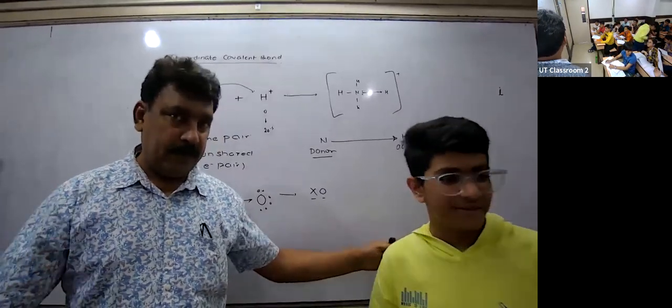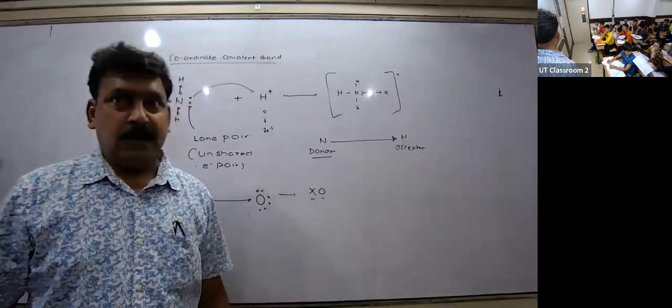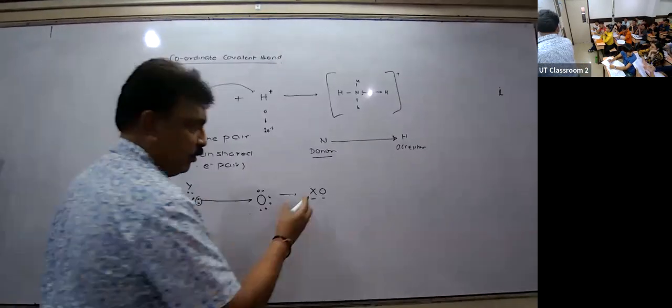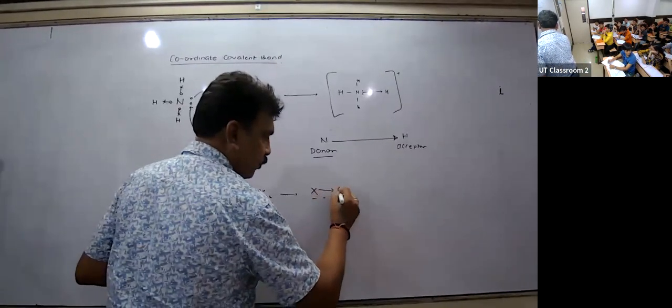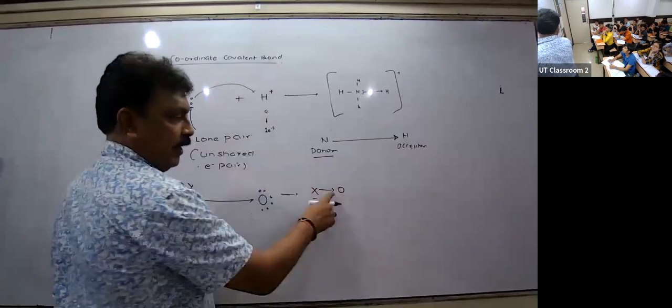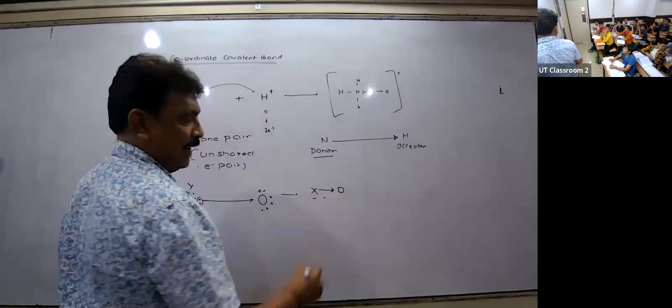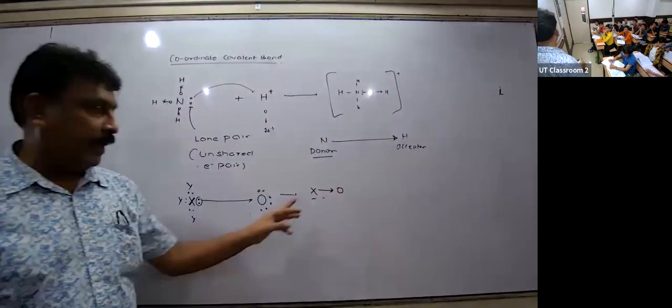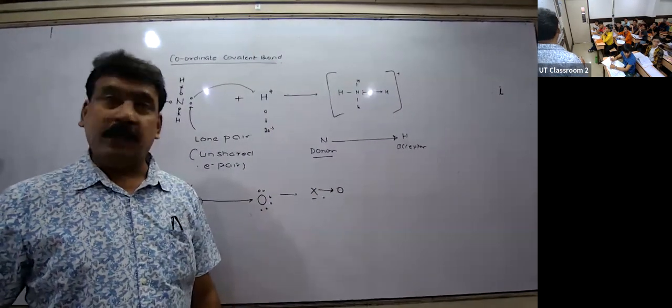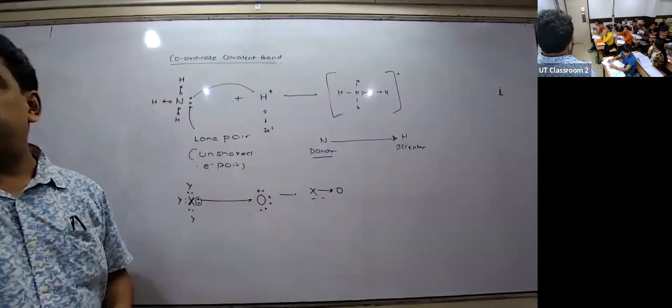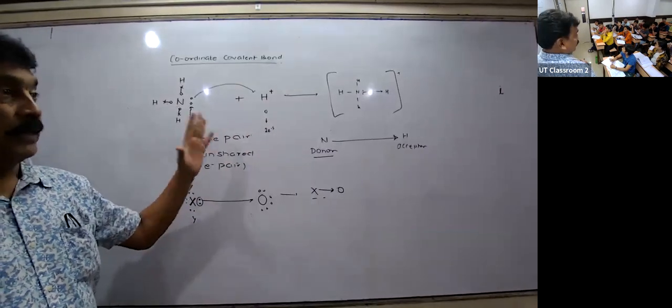Now here we can say that the electrons are pulled by this oxygen, and therefore you get a coordinate covalent bond. So the arrowhead will be towards that atom which accepts, and the end of the arrow will be towards the atom which donates. This is a temporary arrangement, but this arrangement is a special type of arrangement over here.